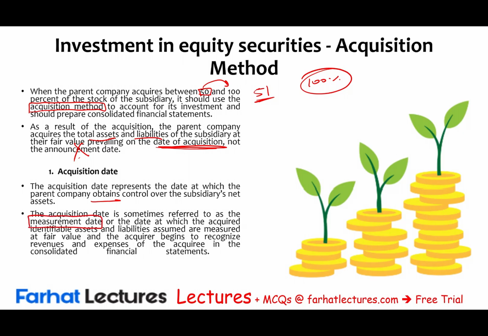It's the date that you measure the transaction, or the date at which the acquired identifiable assets and liabilities assumed are measured at fair value and the acquirer begins to recognize revenues and expenses of the acquiree in the consolidated financial statements. So when do you start to count revenues and expenses? When you acquire the company, the acquisition date, not when you announce. You could announce and it may take 3 to 6 months before the transaction closes.